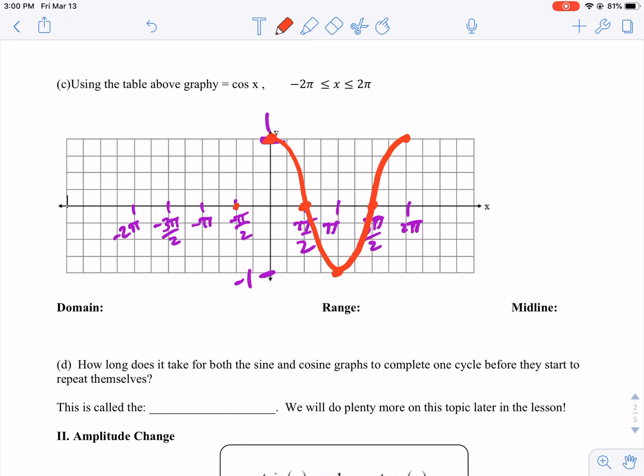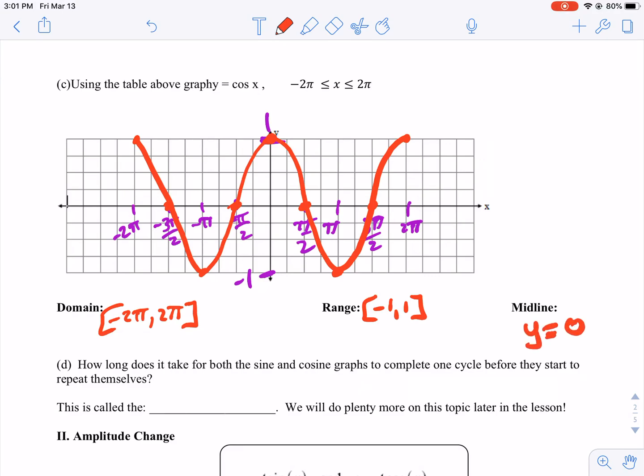All right, graphing the other side. Plot the points, and you get a second V on this side, so now it kind of looks like a W. That's 2 cycles of cosine. Again, domain is -2 pi to 2 pi because they told us to graph those x values. Range, low to high, -1 to 1 again. So midline, which is halfway between 1 and -1, is going to be y equals 0.